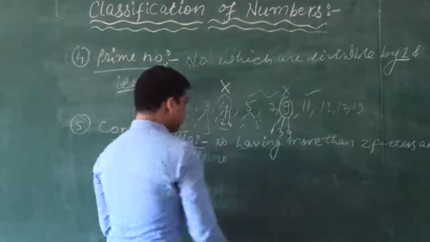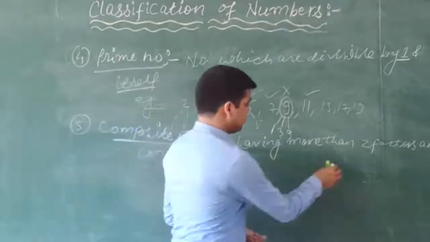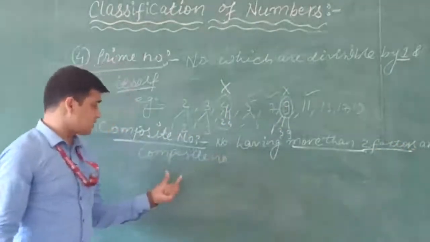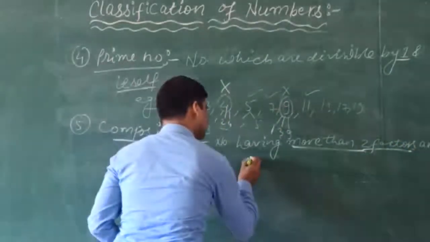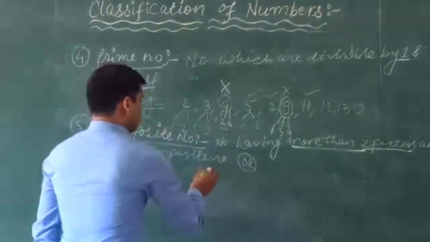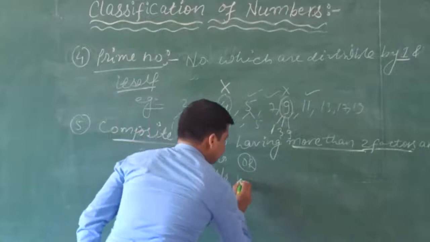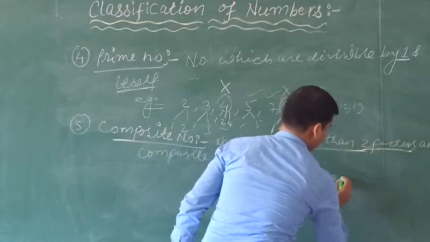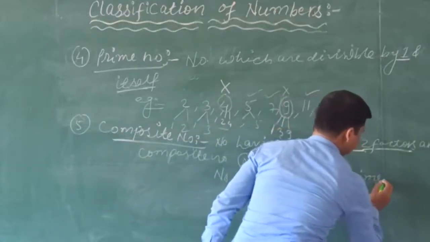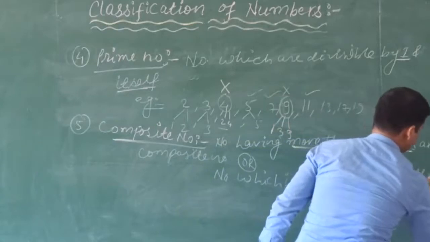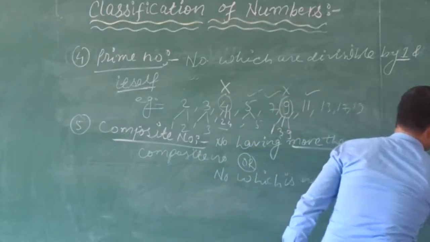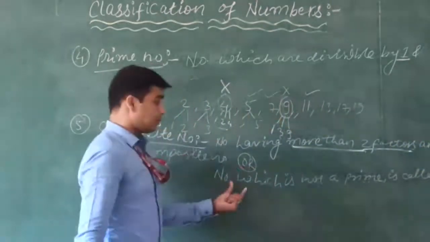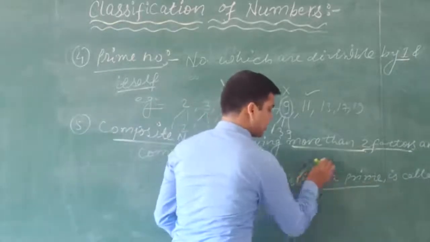Composite number. What is the definition? Number having more than 2 factors are called composite number. Or one more definition is there. You can say in a simple word, number which is not a prime is called composite. Means another definition of composite is number which is not a prime. A number which is not a prime, that is called composite.